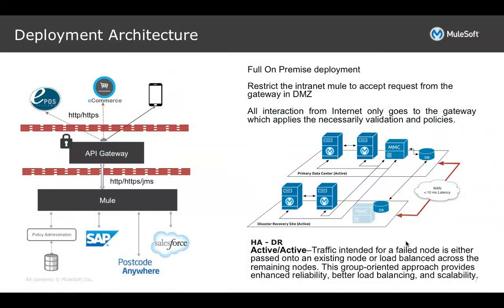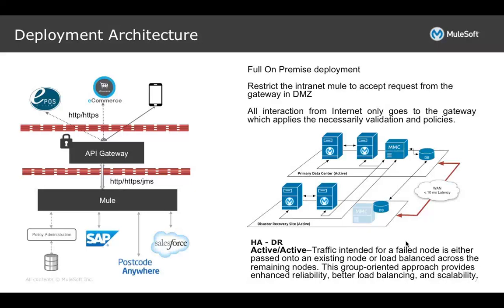Now moving on to the deployment architecture. Our client, ABC Enterprises, wanted to have a fully on-premise deployment. For that, we have proposed that they should have an API gateway on DMZ, and any Experience API will be deployed onto the API gateway, which will be exposed to the outside world on the internet. So ePOS or e-commerce or mobile app will be communicating to the internal system by calling the Experience APIs exposed via API gateway.